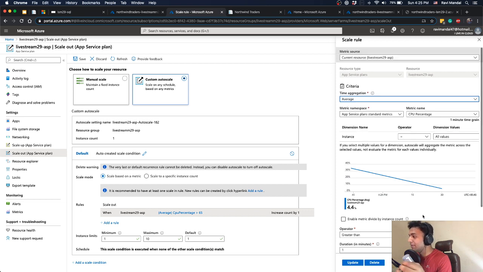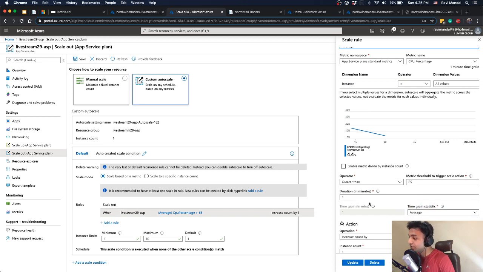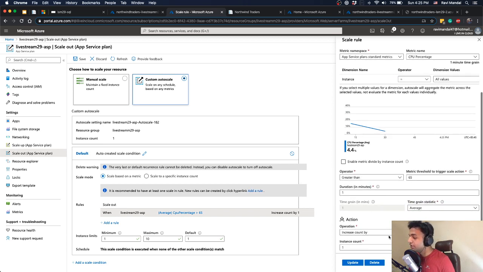So in my case, it will take an average over 1 minute and see what the CPU percentage is. If the CPU percentage is more than 65 for a duration of 1 minute, it will increase the instance count by one, and then it will scale up the application.